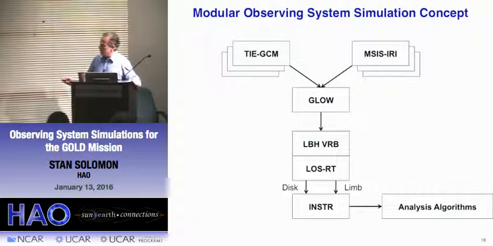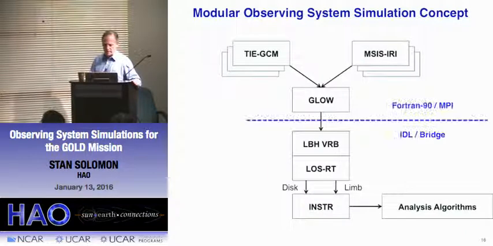GLOW produces a global map in 3 dimensions and time of the emission function, but it does not produce what you will see. In order to do that, you have to make line of sight and radiative transfer calculations. This piece here could belong up here, but it happens to be here. This stands for Lyman-Birge-Hopfield vibrational rotational bands. This is the band model. This stands for line of sight radiative transfer. We do it on the disk and limb. It goes into an instrument simulator, and hopefully that goes ultimately into analysis algorithms so we can guide the development.